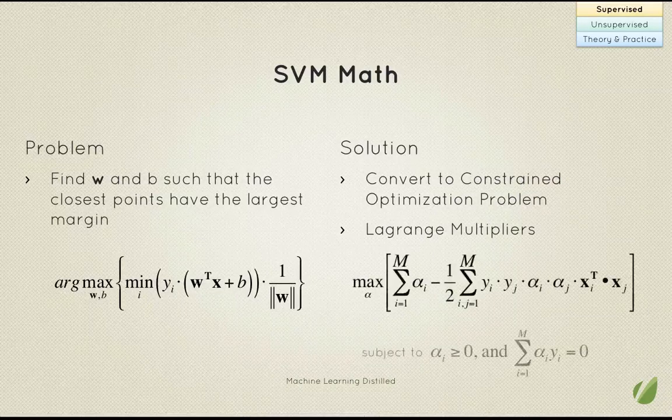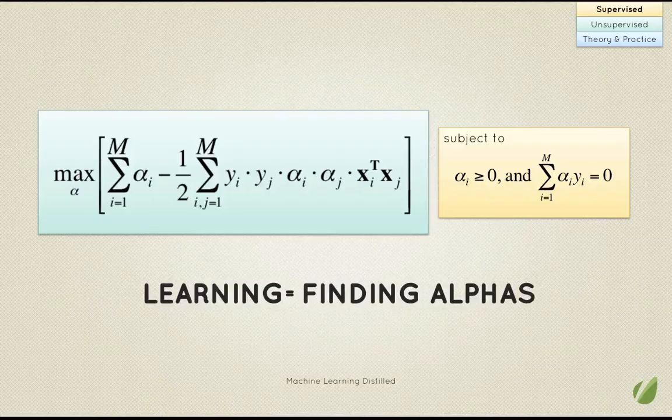The result of that is this problem statement, where we want to find the maximum alphas to solve this equation subject to these constraints, where each alpha value is greater than or equal to 0 and the alpha y product is 0. If this equation looks difficult, it's because it is. Finding the alphas is the learning process for SVMs, and it's difficult computationally, mathematically. But once we have the alphas, we have our model.